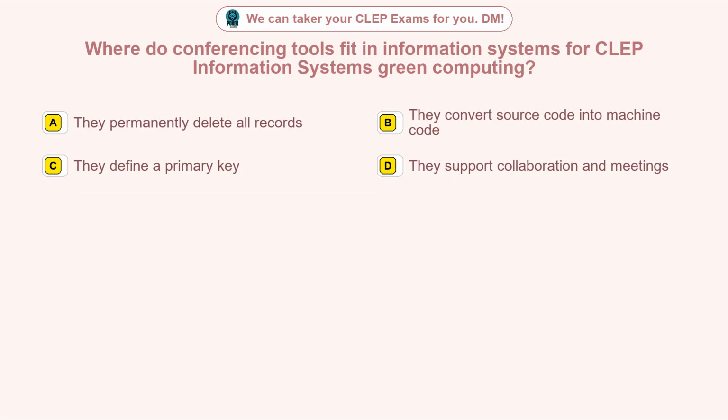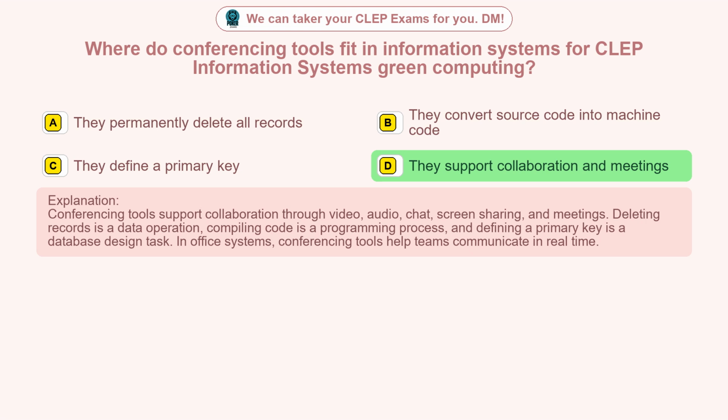Question 5. Where do conferencing tools fit in information systems for CLEP Information Systems green computing? Option A. They permanently delete all records. Option B. They convert source code into machine code. Option C. They define a primary key. Option D. They support collaboration and meetings. The correct answer is option D. They support collaboration and meetings.